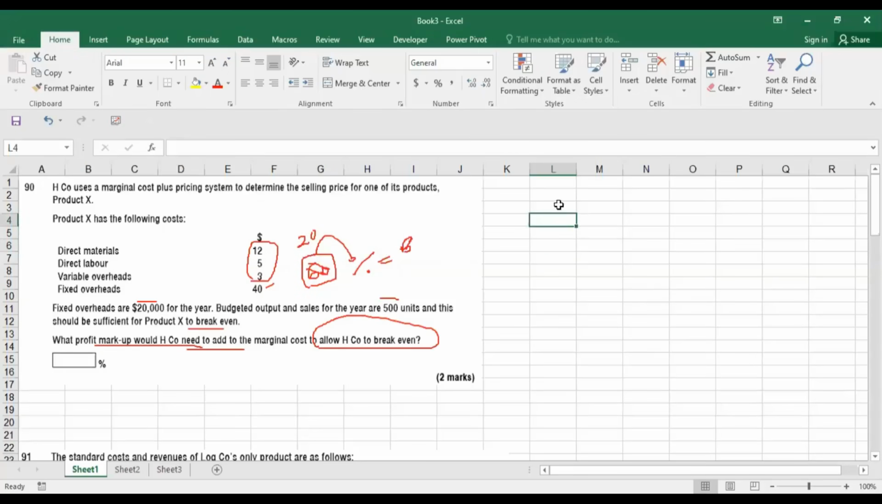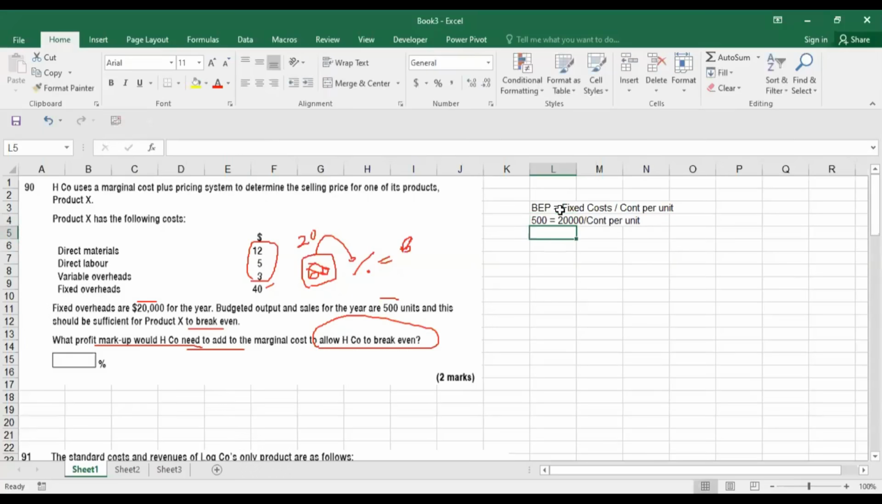Okay, this is very simple. What you should know is that the formula is break-even point equals fixed costs divided by contribution per unit. In our question, the break-even point is 500, they have given you, and fixed costs are $20,000. This is also given. And how much is the contribution per unit? That we do not know.